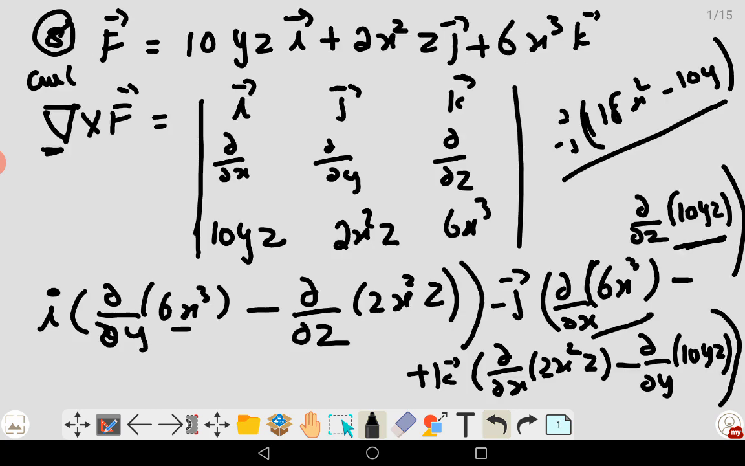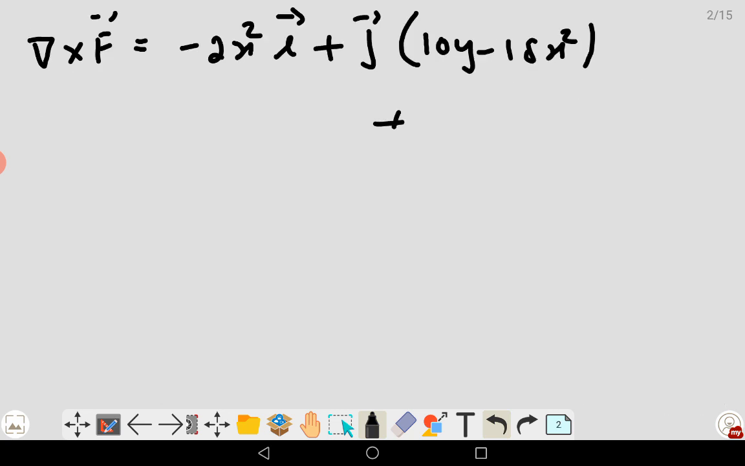The third term, k vector. When you differentiate this one with respect to x, you will get 4xz. So the first term is 4xz. Second term, minus 10z, when you differentiate partially with respect to y. Minus 10z outside with k vector. This will be the third term. So plus (4xz minus 10z) times k vector, that is del cross f.